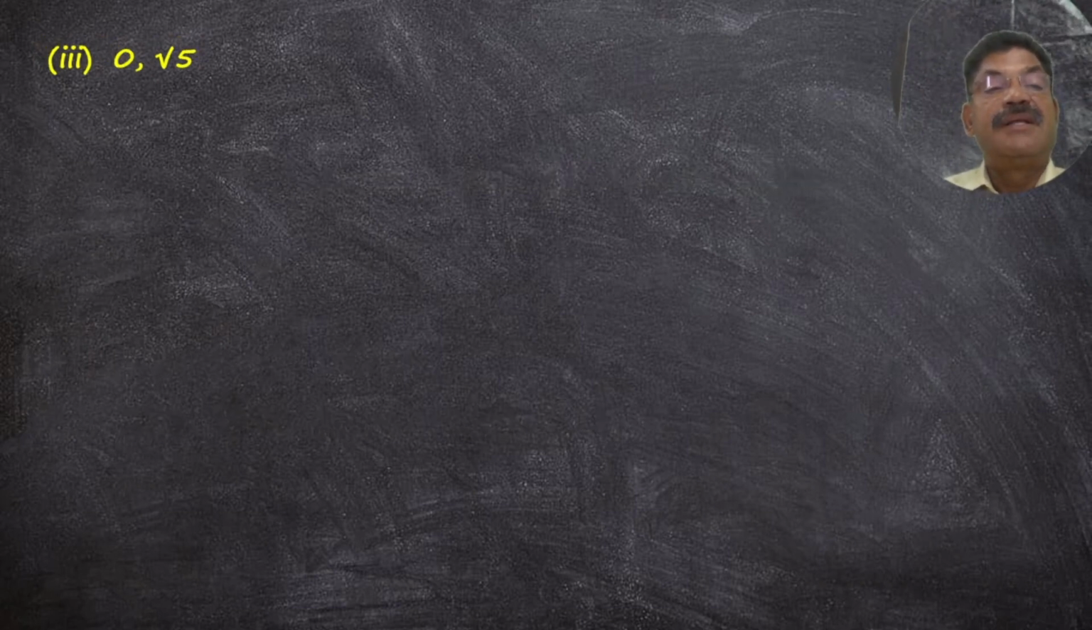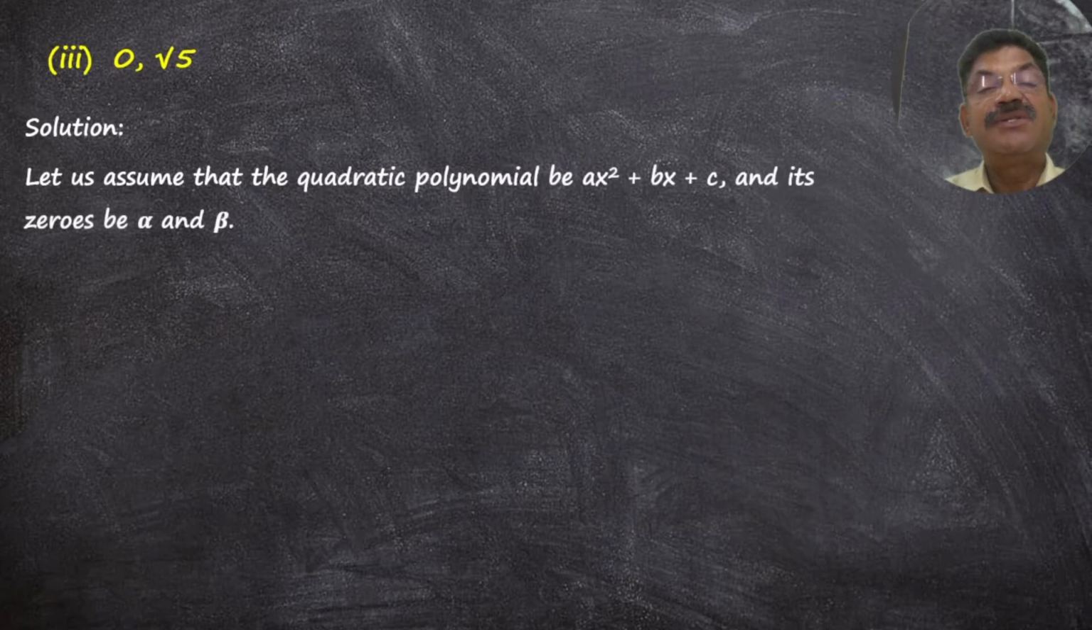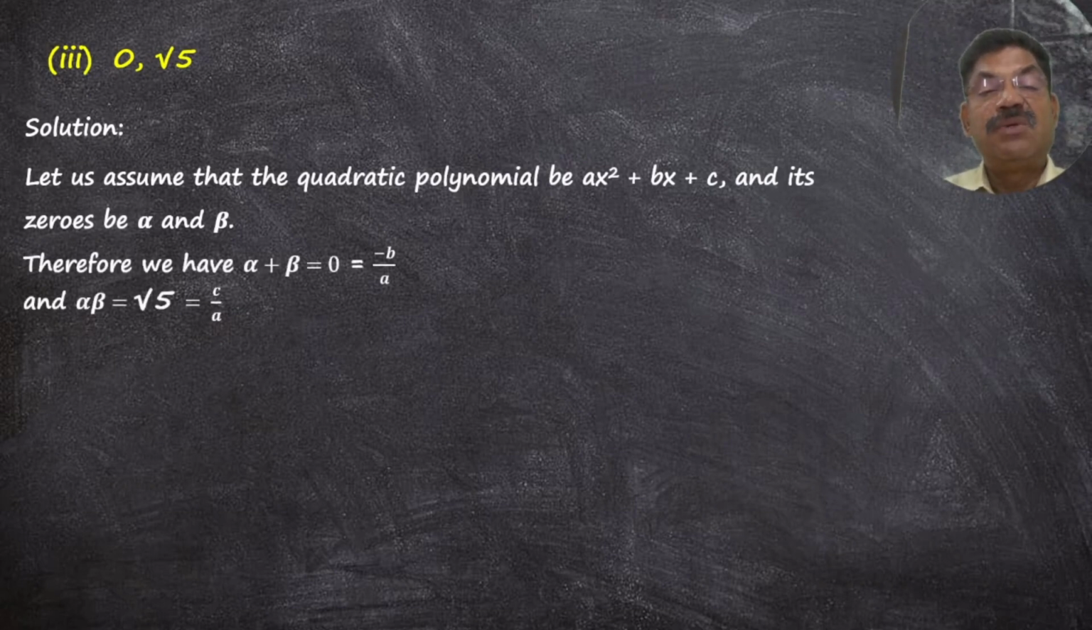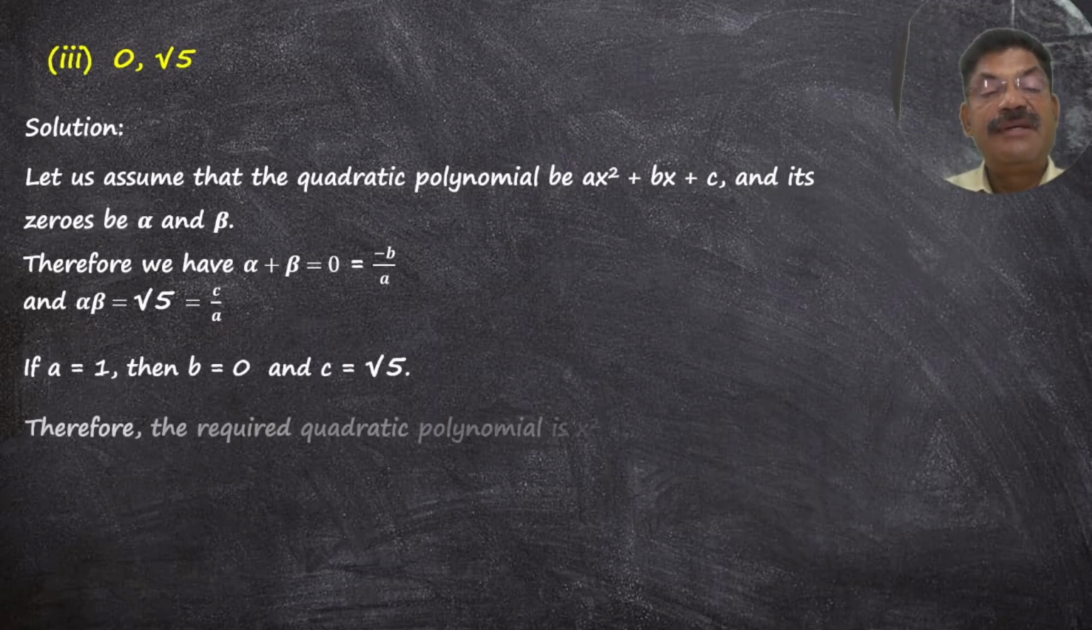Now third sum. 0 is the sum of zeros and the square root of 5 is the product of zeros. So in a similar way, you take ax square plus bx plus c as the polynomial and alpha, beta as the zeros. Alpha plus beta is equal to 0, which is equal to minus b by a, and alpha beta is equal to square root of 5, which is equal to c by a. So if I take a equal to 1, then b equal to 0 and c equal to root 5. So simply I can write the polynomial as x square plus root 5.